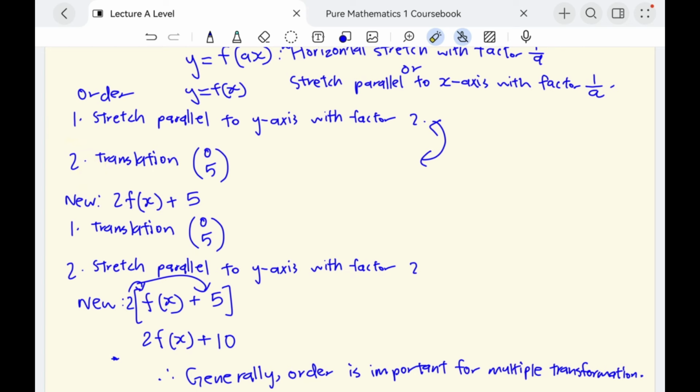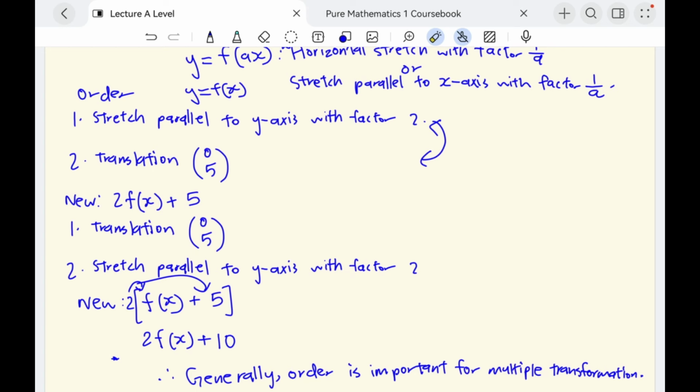So you stretch parallel to the y-axis, that means you need to times the entire f(x) by 2. Finish the first transformation, then you translate (0, 5). That means you need to add 5 beside the entire 2f(x). So here is your result of the new function through the two transformations.